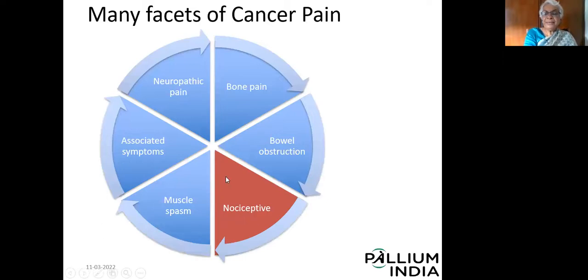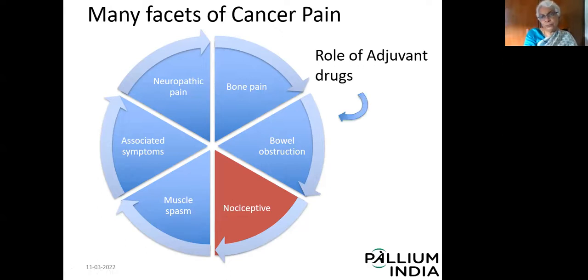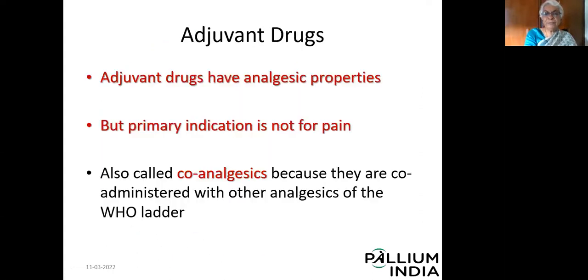Now coming to neuropathic pain. Now cancer pain, we all know, has a very strong nociceptive element because of the tissue injury. But along with this, you can also have muscle spasm. You can have associated symptoms like nausea, vomiting, constipation, anxiety, insomnia. So all that need to be treated. There can also be neuropathic pain. It may not be just nociceptive. There could be bone pain. There could be pain due to bowel obstruction. So this is where the adjuvant drugs come into use. And you can treat the other associated symptoms along with the nociceptive pain.